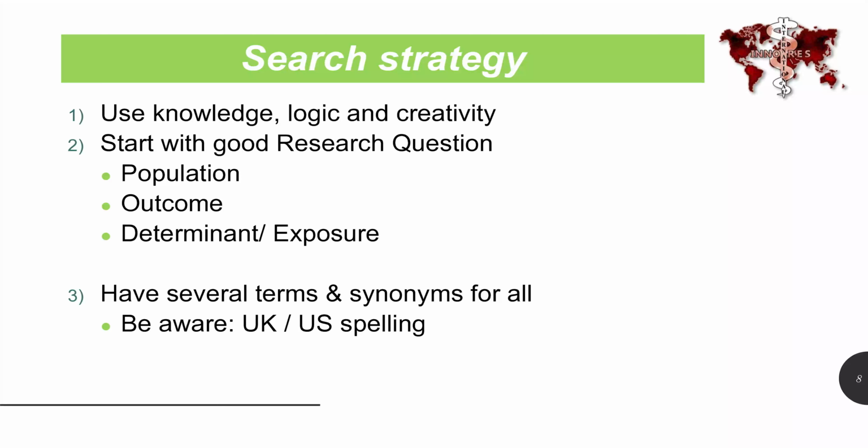As I said, the first thing you would need is a good research question. What will be the components of a good research question? First would be a population, second would be the outcome, third would be the determinant and exposure. We will take an example in the coming slides to tell you how to frame a question like that. And the third thing that we have to be aware of is that English is a vast language, so each term could have several synonyms, right? We have to keep this in mind, and we have to be aware of the difference in UK and US spelling.